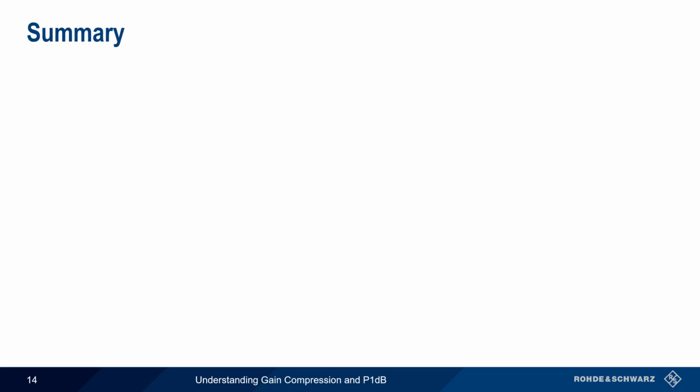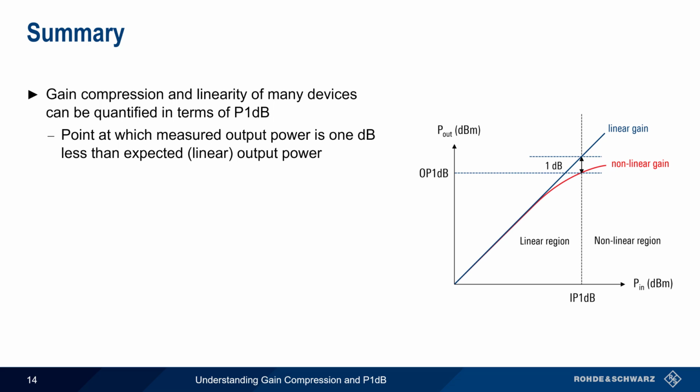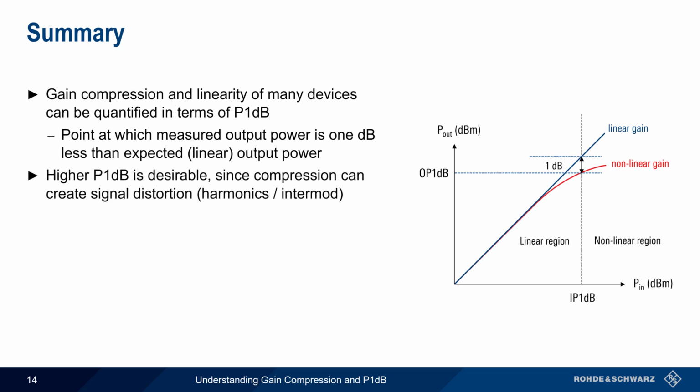Let's end with a brief summary. P1dB, or the 1 dB compression point, is often used to quantify the gain compression and linearity of many types of devices, particularly active devices such as amplifiers. P1dB is the point at which a device's measured output power is 1 dB less than the expected linear output power. Higher values of P1dB are desirable because beyond this point, devices are operating in compression, which creates distortion in the form of harmonics and intermodulation products.